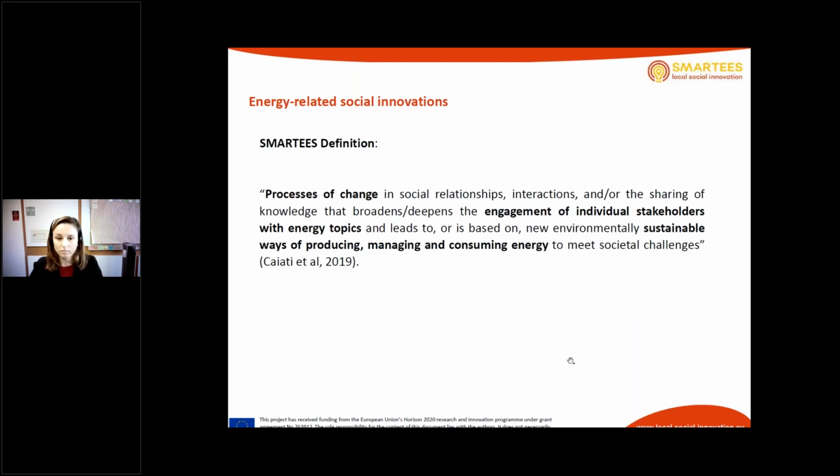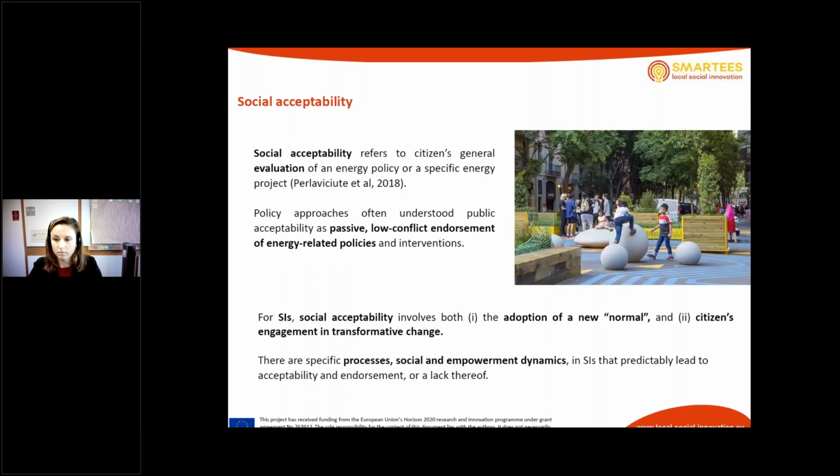Thus, in the SMARTEES project, we have elaborated a definition of social innovation in terms of the processes of change in social relationships, in interactions, and or the sharing of knowledge that broadens or deepens the engagement of individual stakeholders, individual citizens, and collectivities with energy topics, and that leads or is based on new sustainable ways of producing, managing, consuming energy in order to meet societal challenges. This is our definition, and also we want to conceptualize what social acceptability is, because this was the topic of the policy scenarios. Social acceptability is a broad term that refers to citizens' general evaluation of an energy policy or a specific energy project.